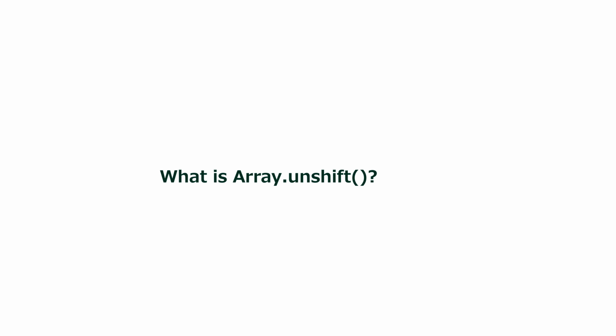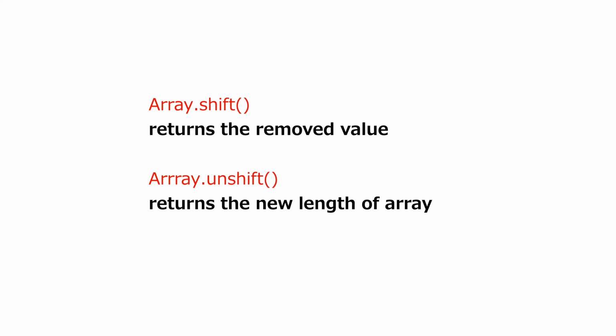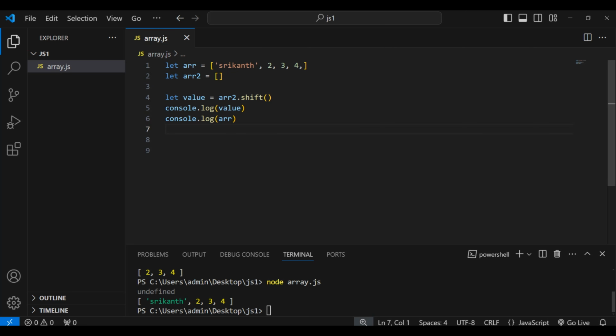Now we have one more method, that is unshift. What will this unshift do? It is an array method that will add one or more elements to the beginning of an array and it will return the length of the new array. Remember this guys, the shift method returns the value that has been taken out, but unshift returns the length of the new array. Let's see that with an example.